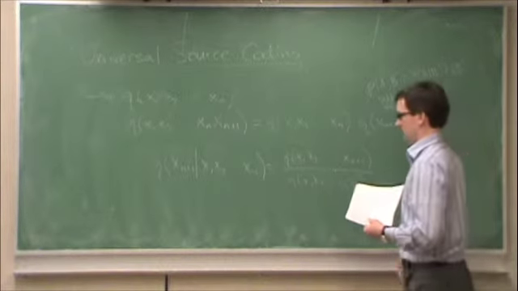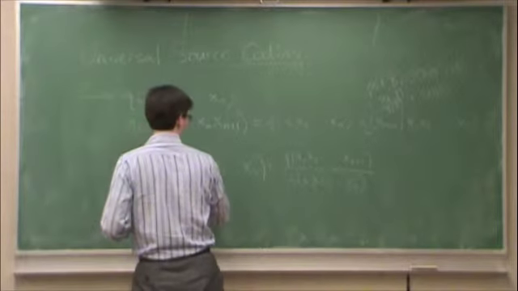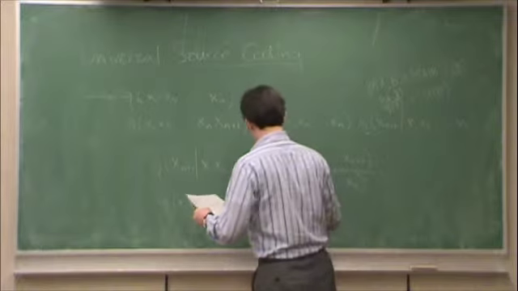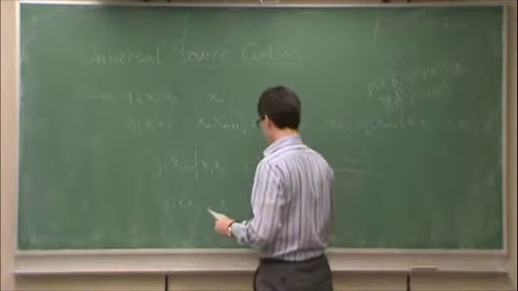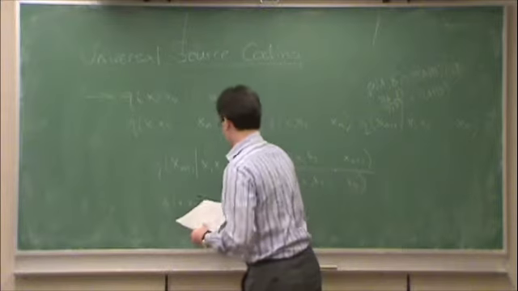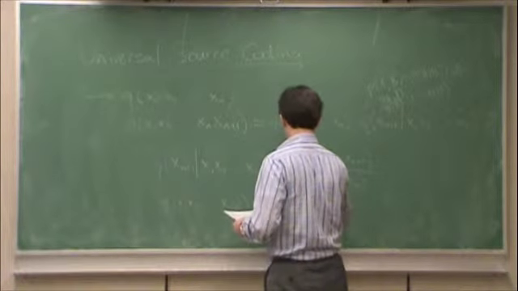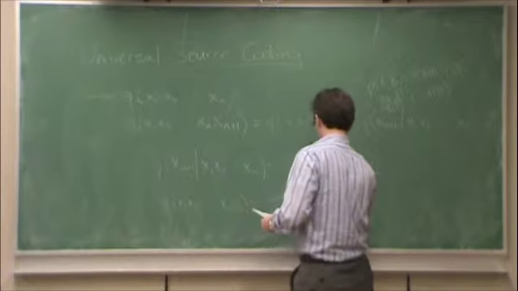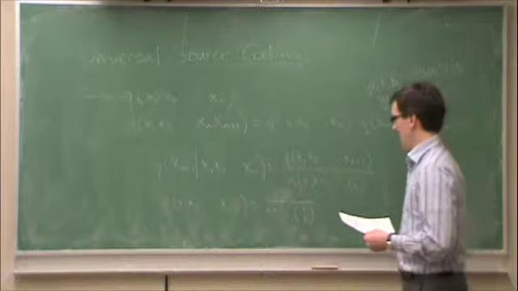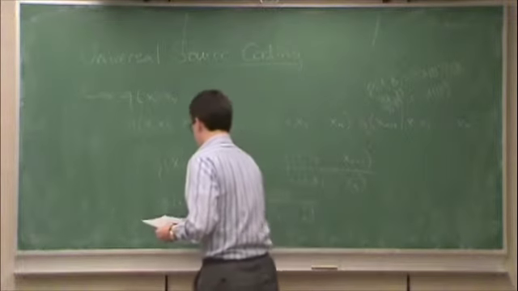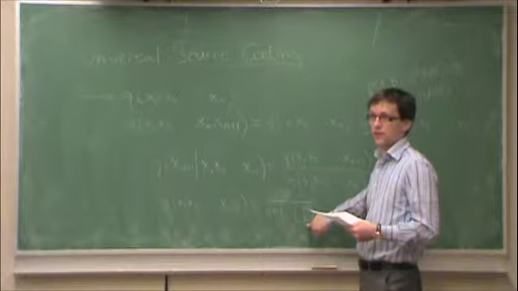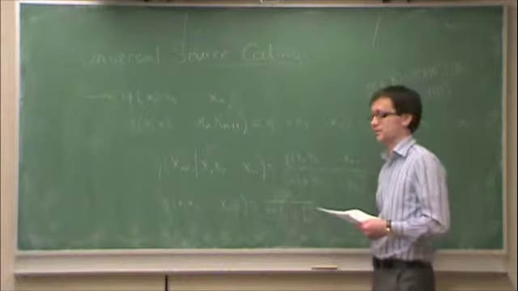Now, what do we know about these probabilities? Let me start with the denominator. Q of x1, x2 up to xn is equal to 1 over n plus 1 times 1 over n choose k, where k is the number of ones in the sequence. So let's call this kn, for the number of ones in the first n elements in the sequence.